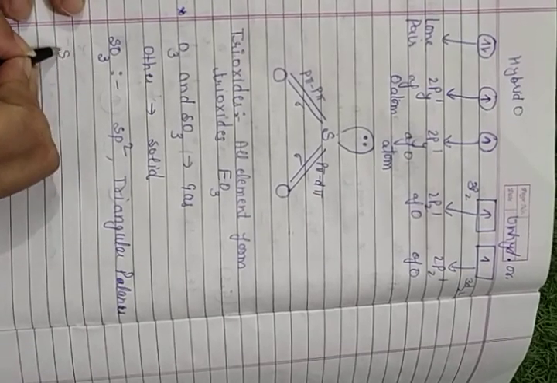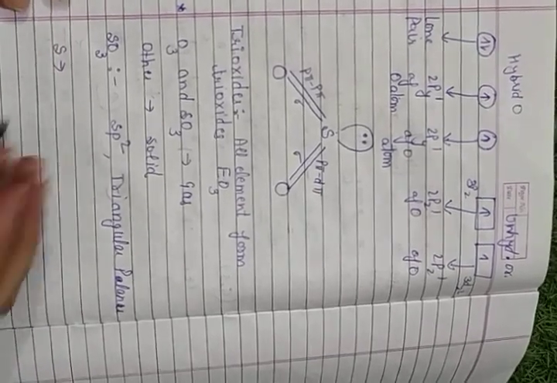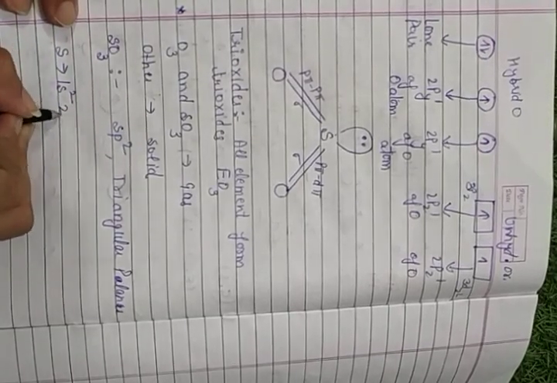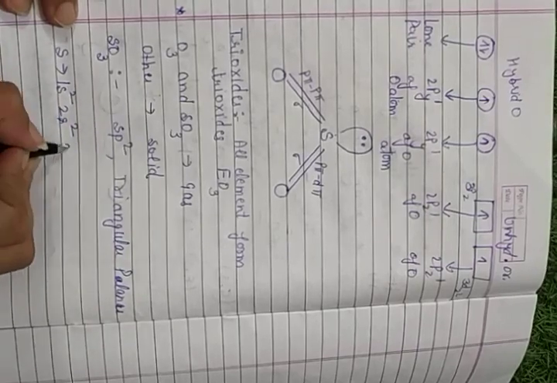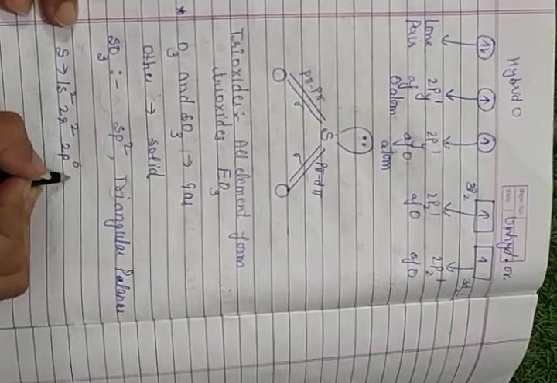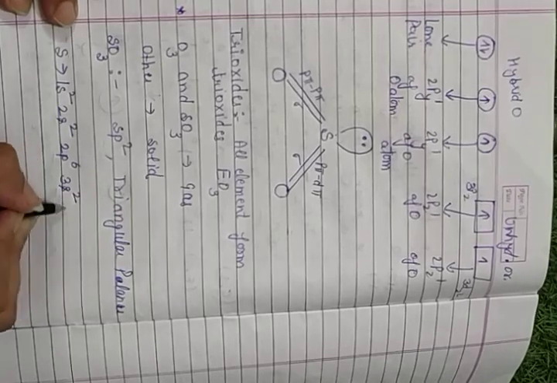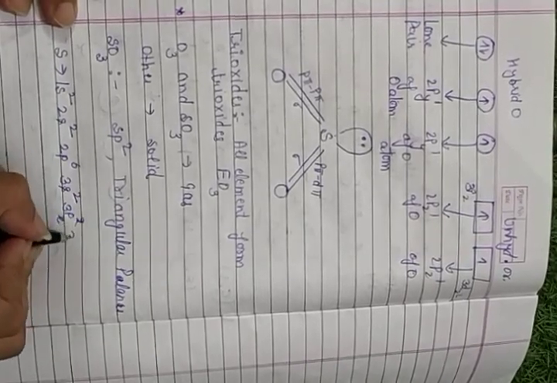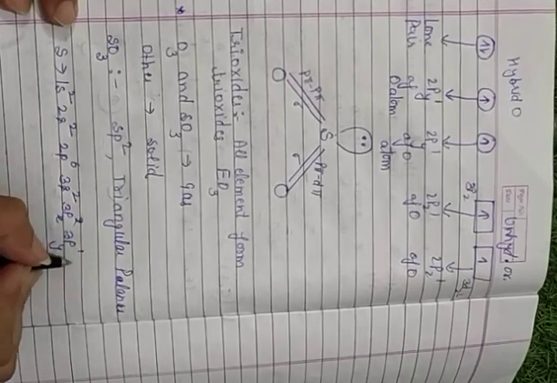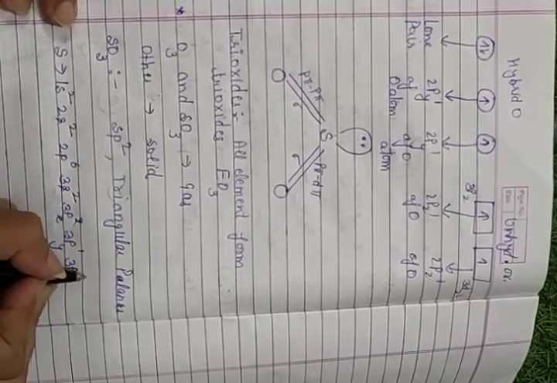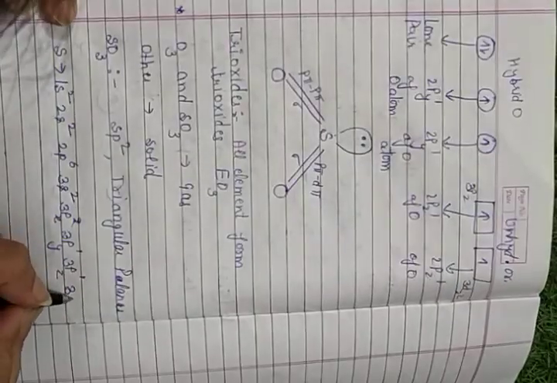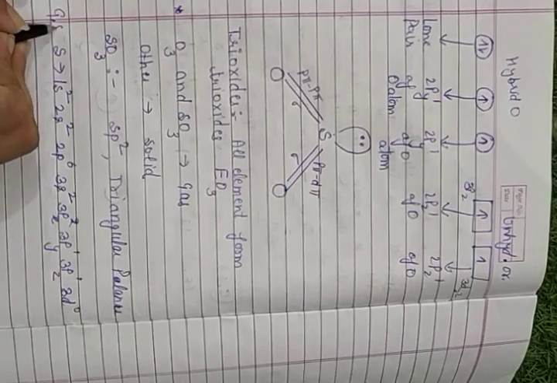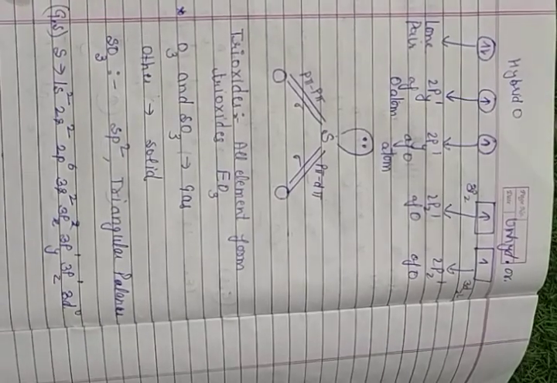Here is the sulfur. Its electronic configuration is 1s2, 2s2, 2p6, 3s2, 3px2, 3py1, 3pz1, 3d0. This is the electronic configuration in ground state.